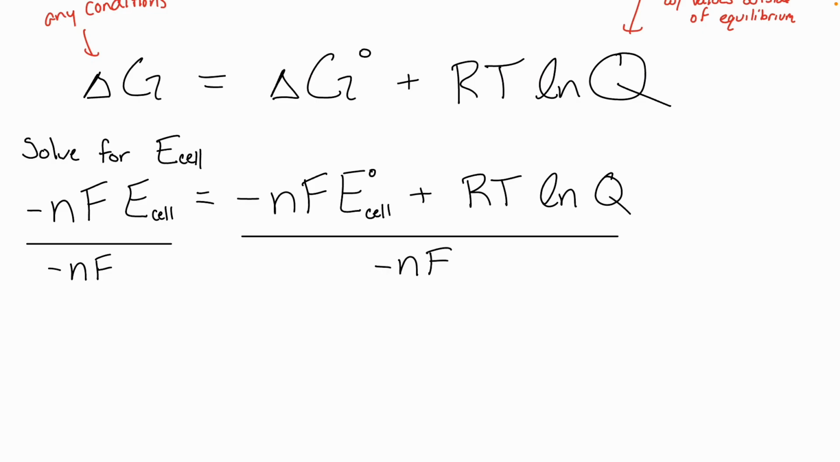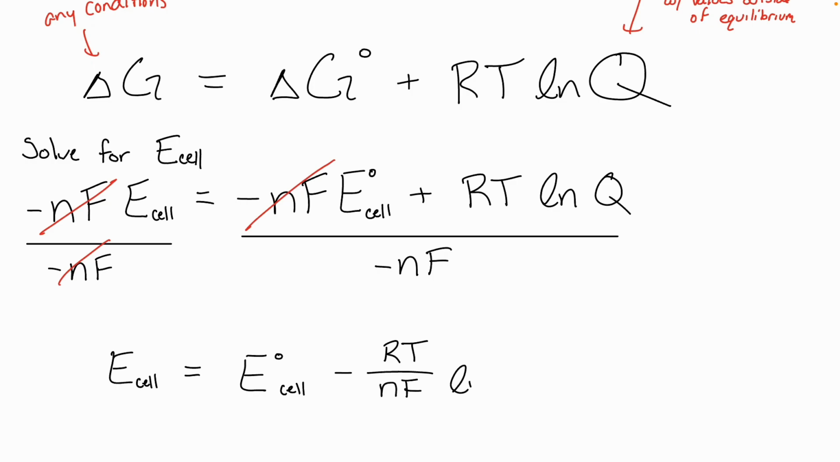All right. On the left-hand side, that'll cancel out altogether, leaving me with E cell. And then because of how this addition works here, it'll cancel out from this one term, but not this one over here. So what I'm going to be left with is E naught cell minus RT over NF natural log of Q.